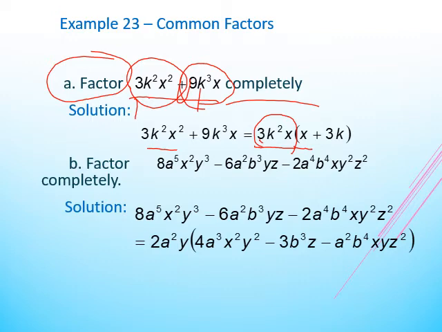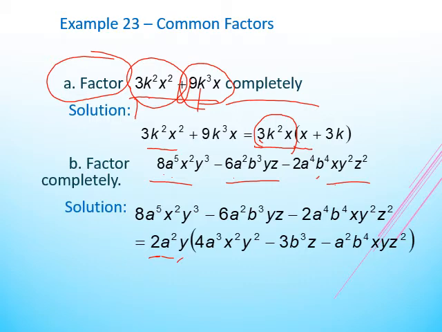Number B, factor this polynomial, this algebraic expression, completely. We have three terms and we want to take a factor. Again, we will take the smallest value of numbers and the smallest power. Here we have 8, 6, and 2. We will take the smallest value, which is 2. We have here a to the power 5, a to the power 2, a to the power 4, so the common is a to the power 2, which is the smallest power. We don't have x in the second term, so we can't take x as a common factor. We have y here and y here, so we will take the smallest power for y to be the common factor, y only.